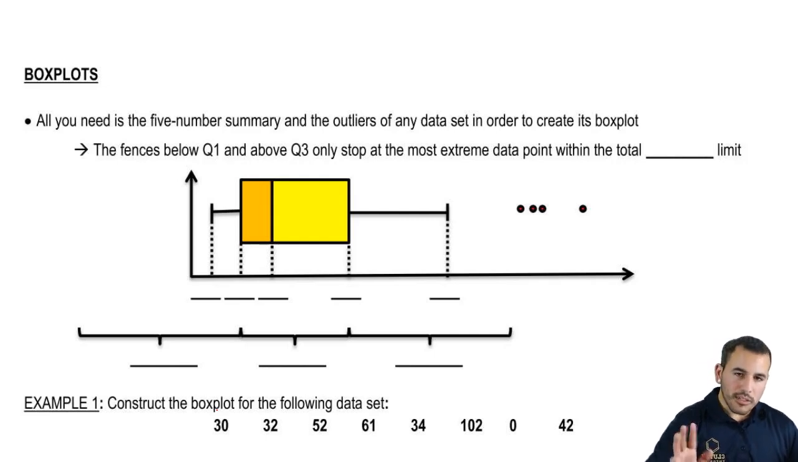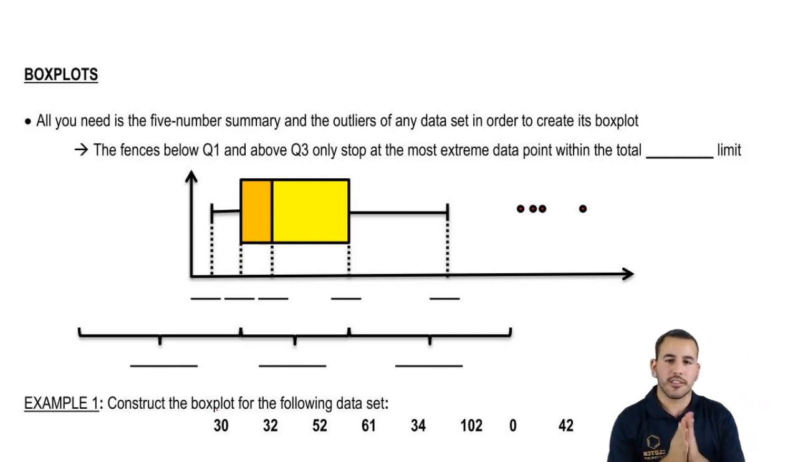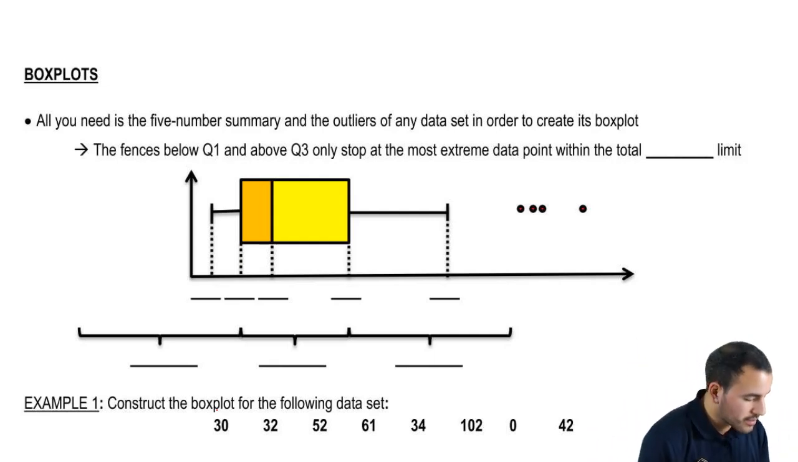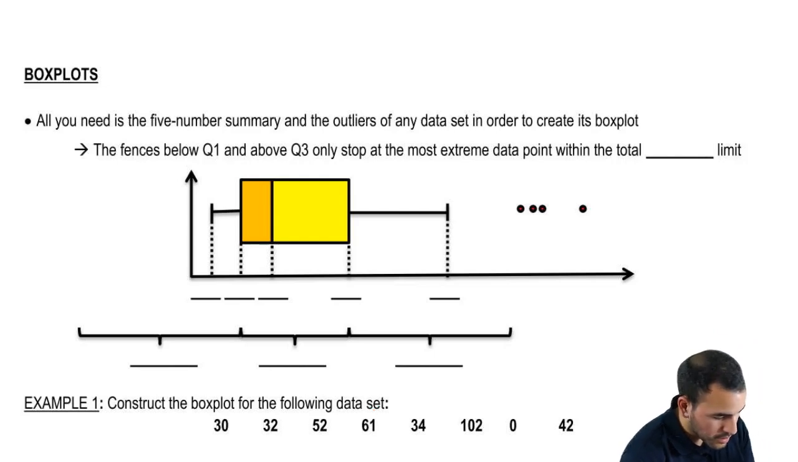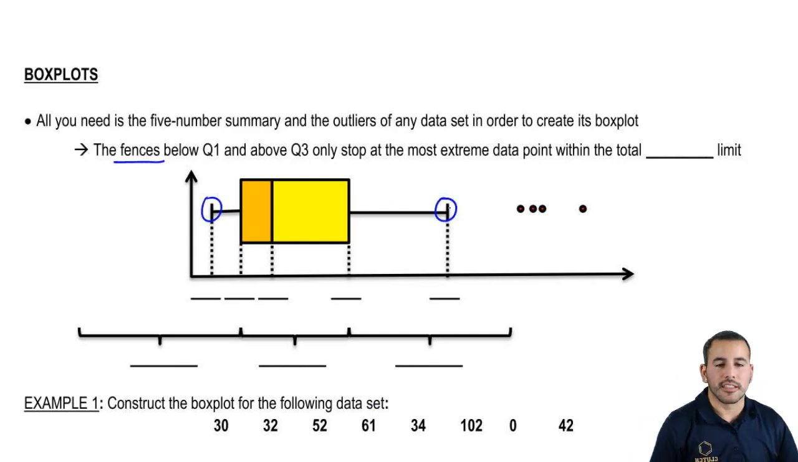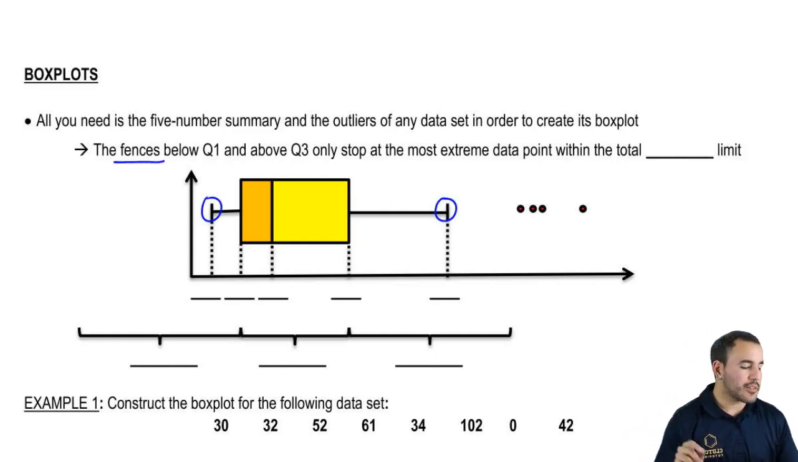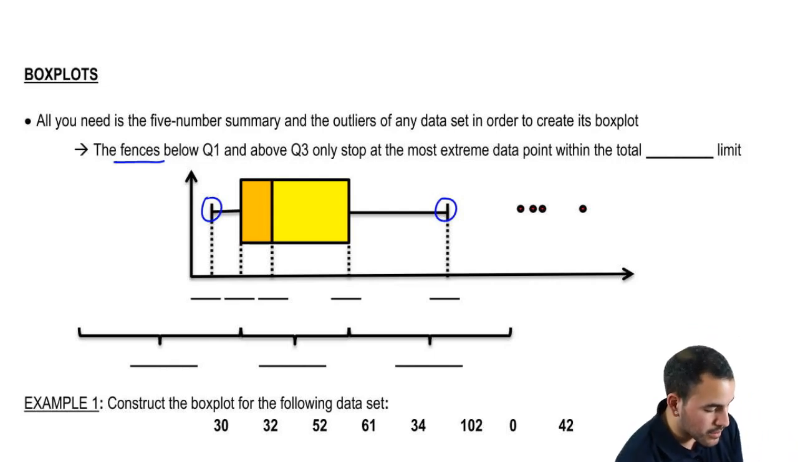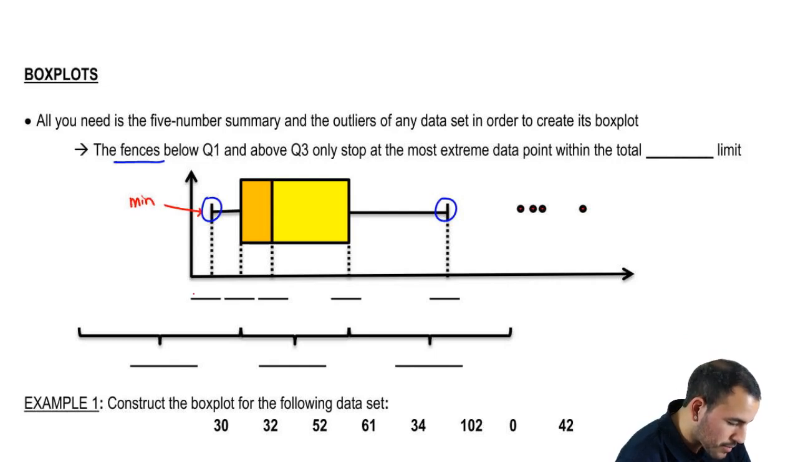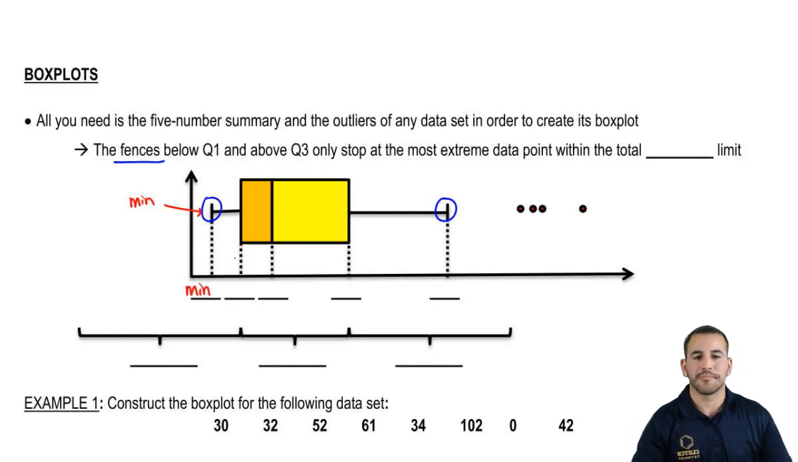Now, one confusing concept. The fences, you see these lower and upper fences, and I'm referring to these two here. Those two fences aren't actually the maximum and minimum. The minimum observation is going to be this one. So here's our min. But where's our maximum?